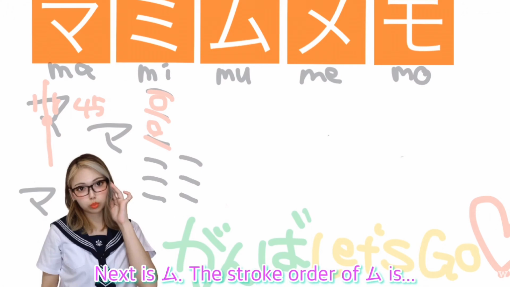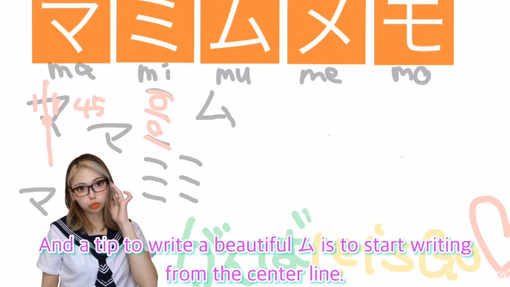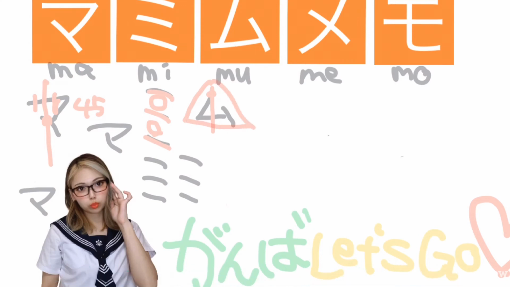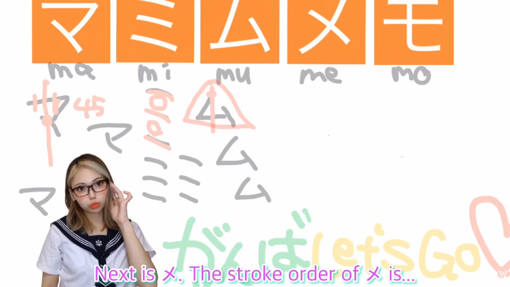The stroke order of mu is 1 and 2. And the tip to write a beautiful mu is to start writing from the center line, and also it would be nice to imagine a triangle. Okay, so I'll write down again, 1 and 2. Next is me.